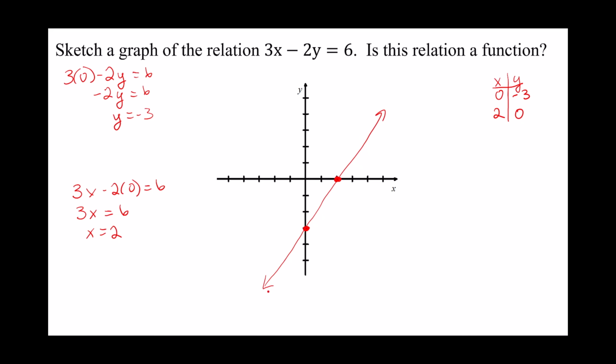So is this relation a function? Again, here the answer is yes, because any vertical line I draw will only hit the graph at one spot. So any line is a function as long as it's not a vertical line.